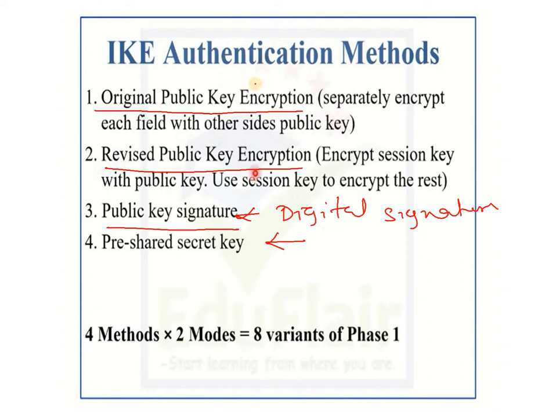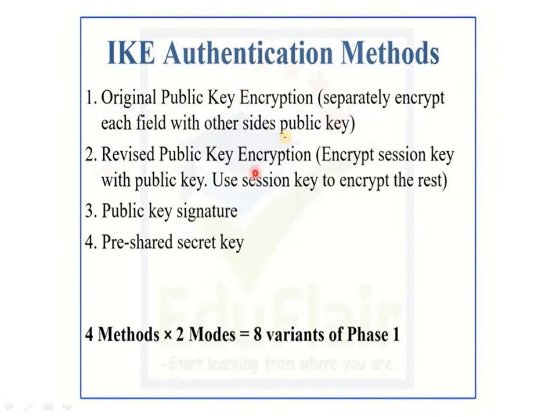So in the original public key encryption, what will we do? Separately encrypt each field with the other side's public key. Other side means the receiver side. Consider he is the sender. We will encrypt the sender's message by using the public key of the receiver. This is called original public key encryption. Revised public key encryption means encrypting the session key with the public key. So here we will use the session key of the other party for the encryption purpose.